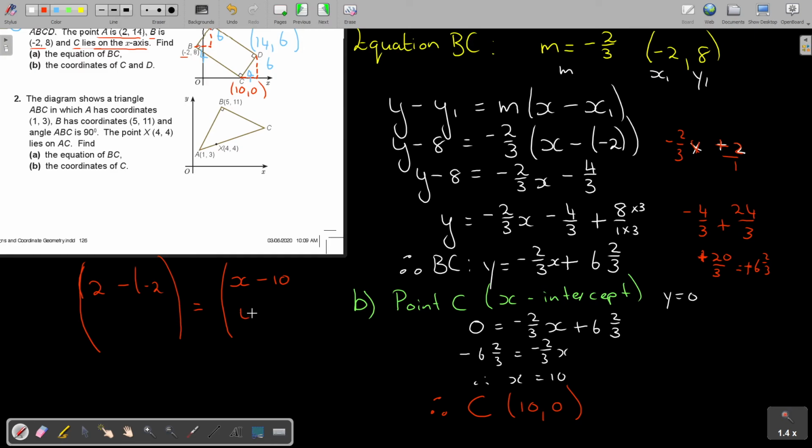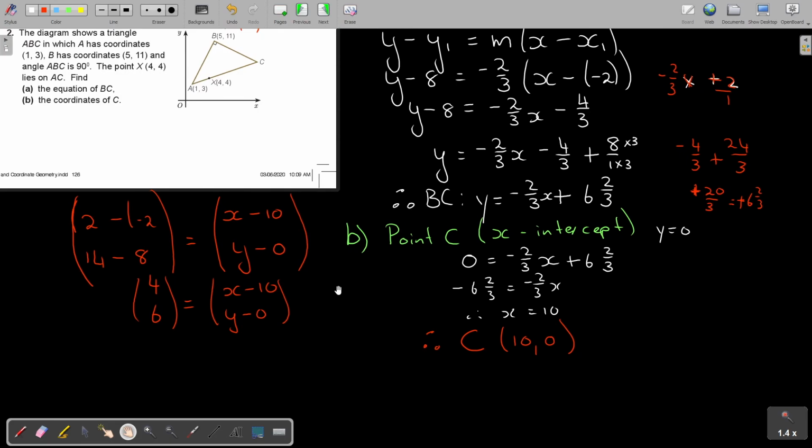Okay, so basically, I'm just going to say 14 minus 8. So that's basically what I showed you there. So that's 4 and that's 6. And then I will get 4 and 6. And then it's x minus 10, y minus 0. And therefore, if I simplify this, I can say x is 14. Can you see if you make that equation and take it over? And y is equal to 6.